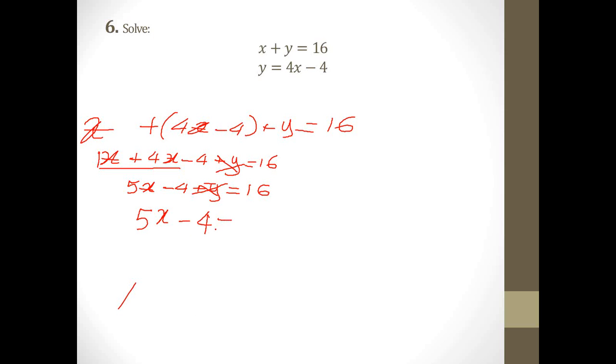minus 4 equals 16. If I'm solving for x, my next step should be to get rid of this 4 right here. First, I get rid of the number next to the variable and then the one attached to it. So I'm going to add 4 to both sides. These cancel, so I'll have 5x equals 16 plus 4 is 20.